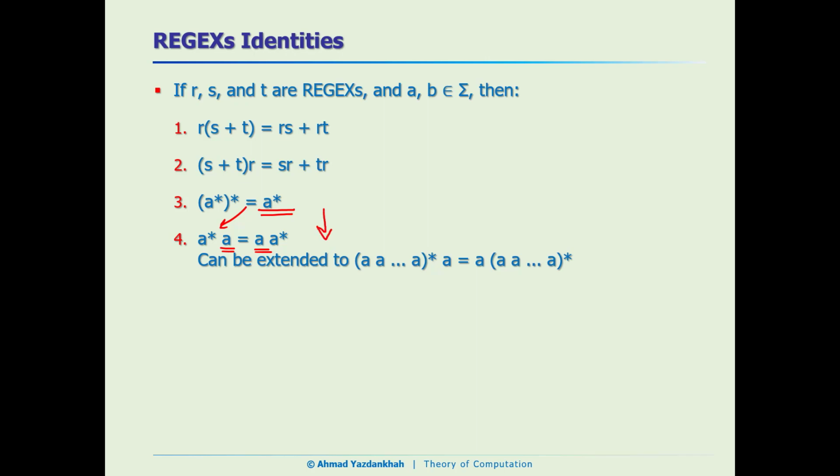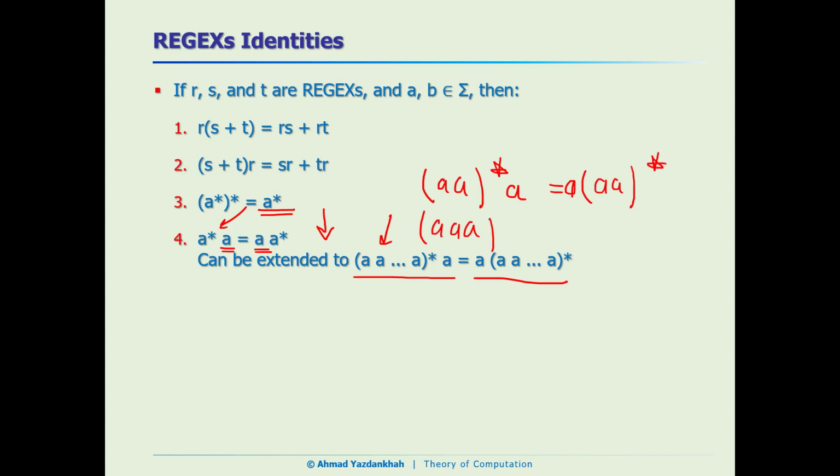And we can extend this idea to these two. If we concatenate A with itself several times, let's say, for example, A, then A star, and then if you have an A here, it is equivalent to this guy. And if we have more, the same thing. So bottom line is we can concatenate A from the left or right to A star.